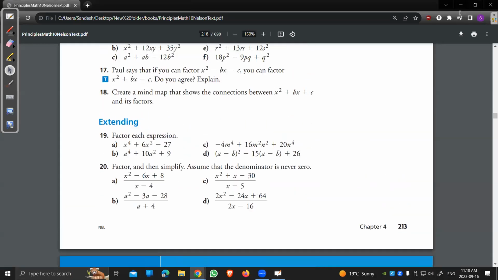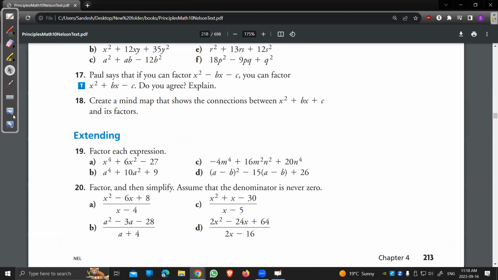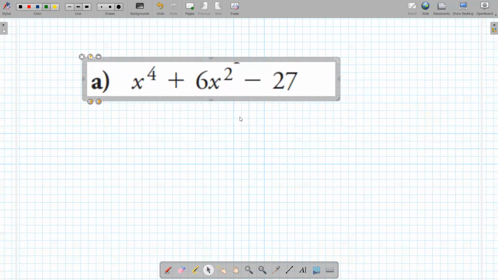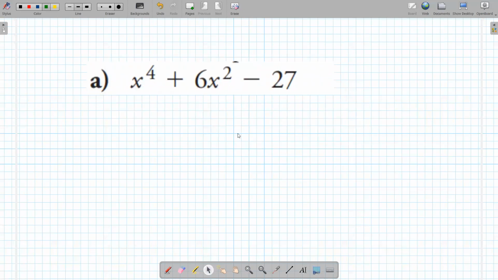That's it for that. Let's go down here. Again, the goal is to factor them. What's the degree here? What's the power? Degree just means power, maximum power. 4, right? So now this is not a quadratic, but there's still the trinomial. It's still a quadratic trinomial. It's in the form of a quadratic trinomial.